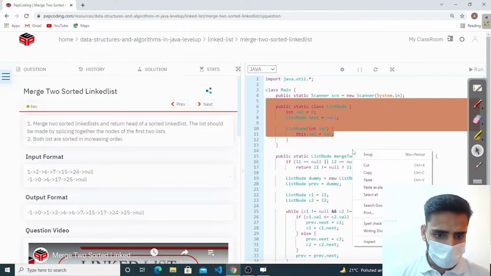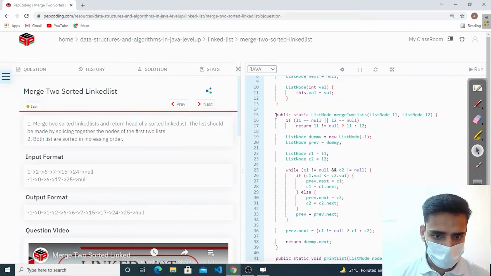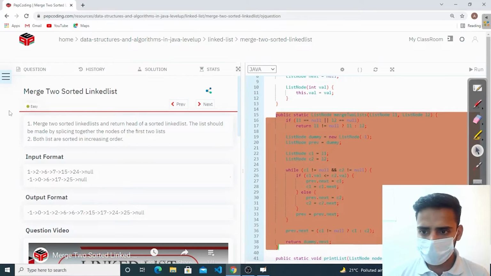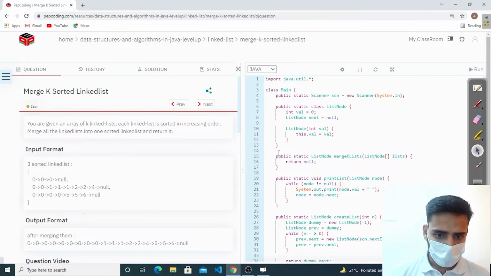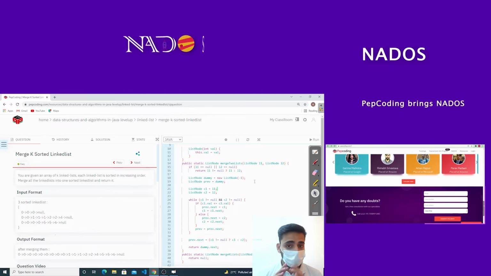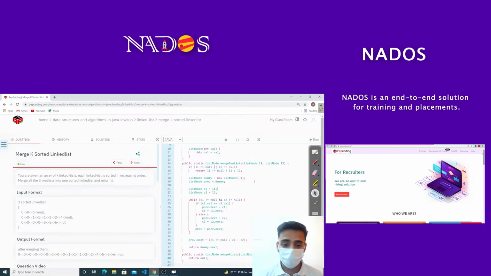We just need this function, merge two lists. It is here, and we have to go here. So we need this function. Here we have the code of merging two lists. We are going to use it. That's why I have just copied it from there.